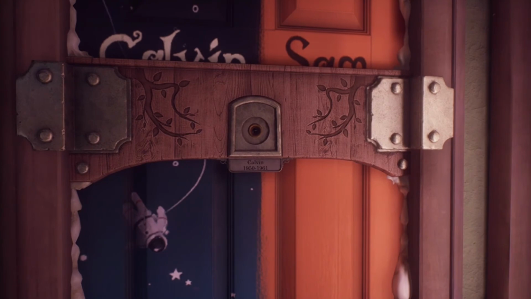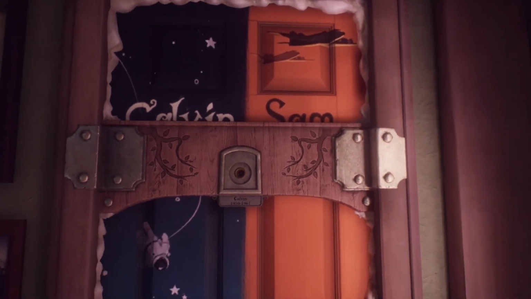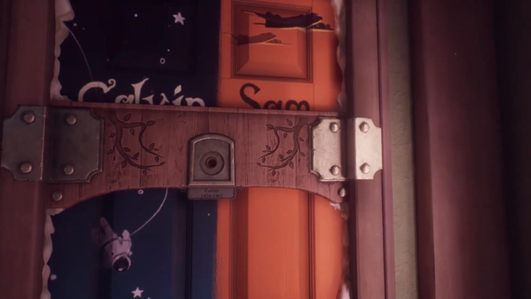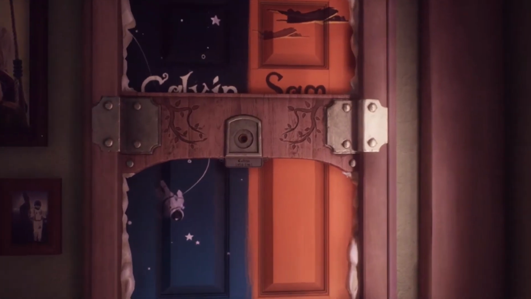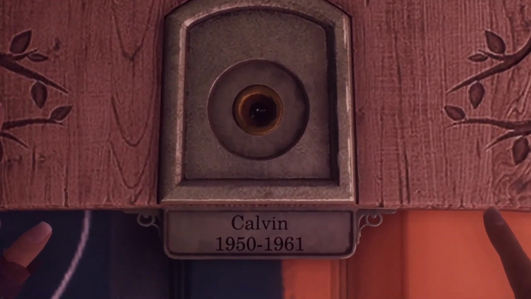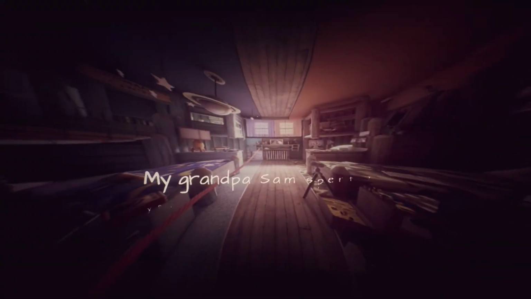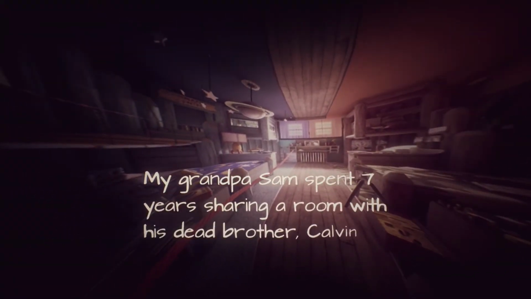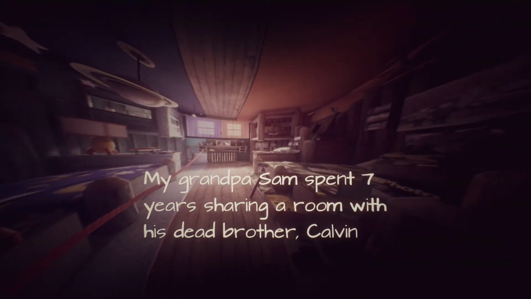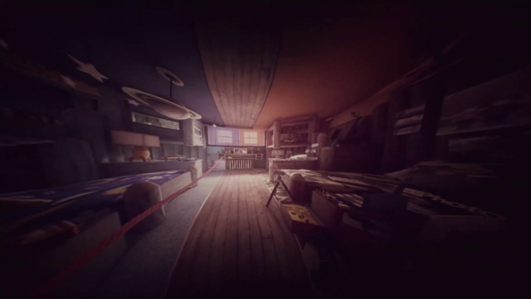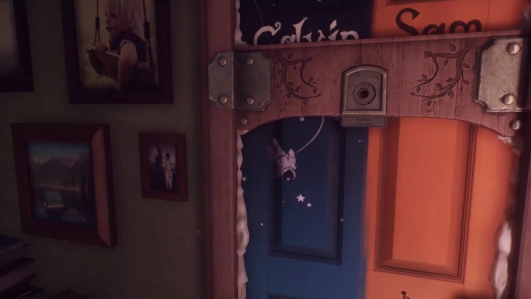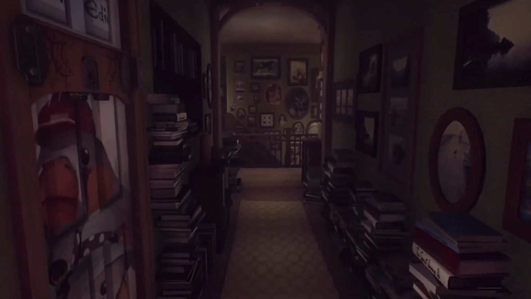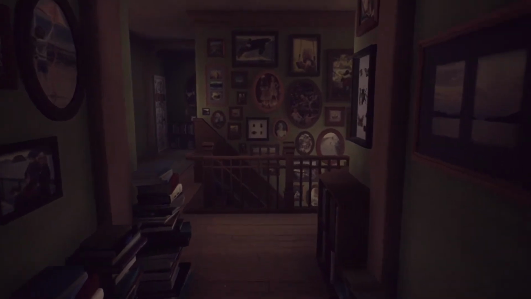Calvin, 1950 to 1961. He only lived to be 11. And then looks like another name, Sam, but I don't see a date. "My Grandpa Sam spent 7 years sharing a room with his dead brother, Calvin." That's creepy. And more picture frames. Let's continue to explore.